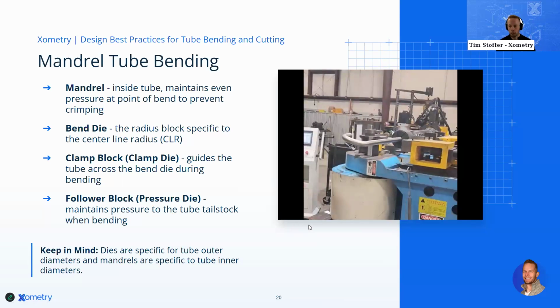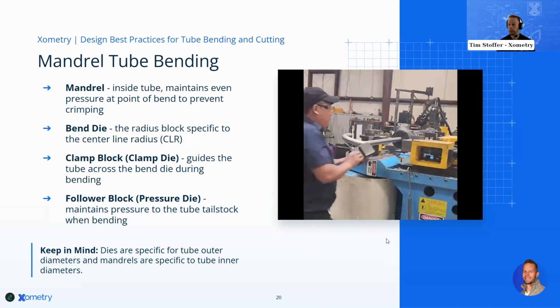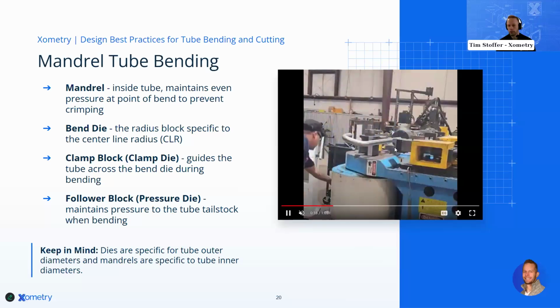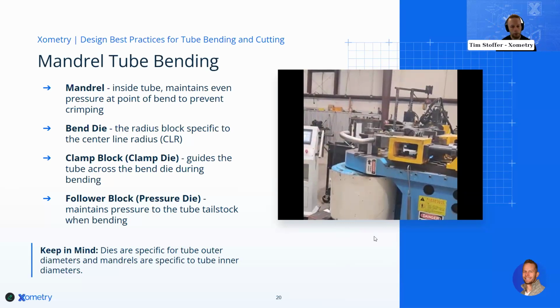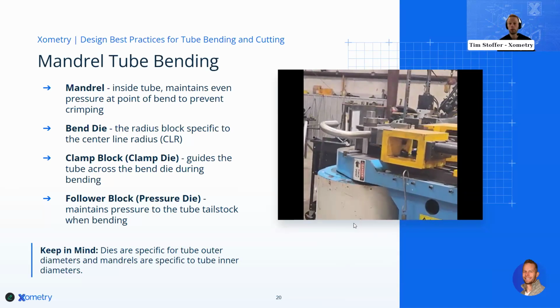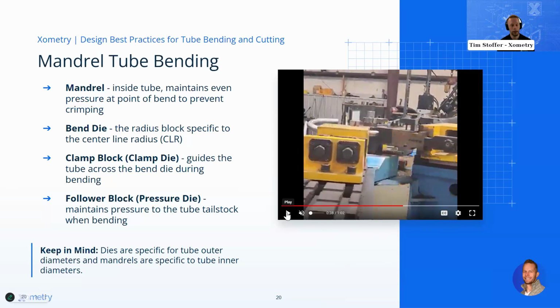The next component, which you see the operator actually install here, is called the clamp die. I'm sorry, not the last one, second to last. The clamp die is just basically a hunk of steel with a concave cavity in it. And that's actually what clamps the tube to the bend die. So they have a mating surface, the two sides come together and the tube sits in between. The clamp die basically just holds the tube to the bend die and during the bending process, it keeps that point of operation in full contact.